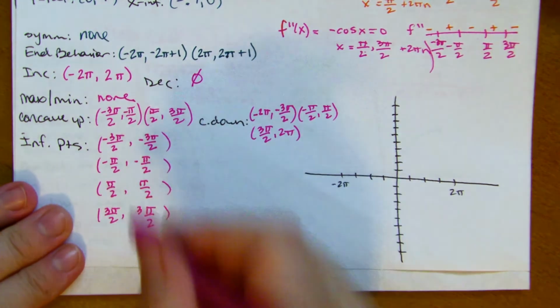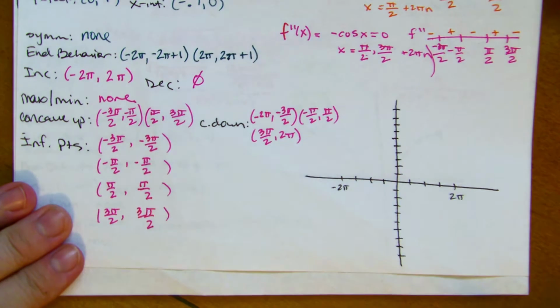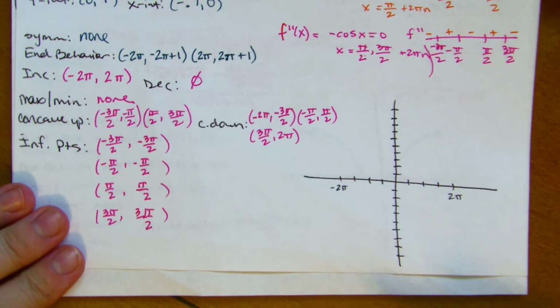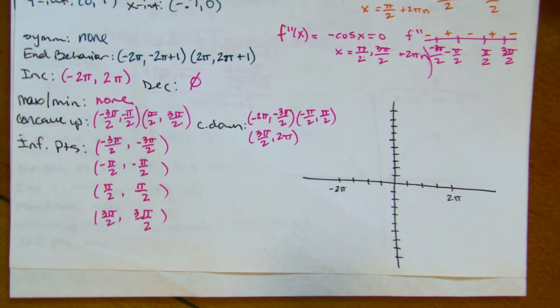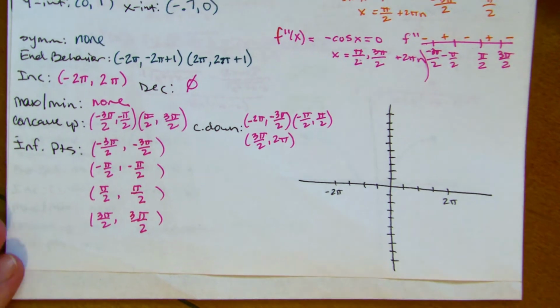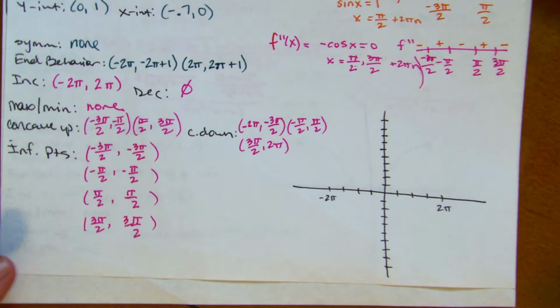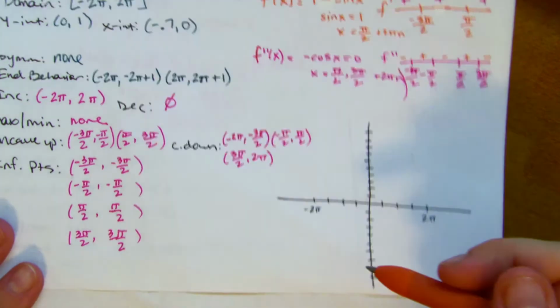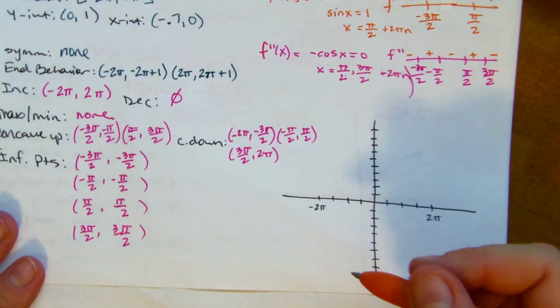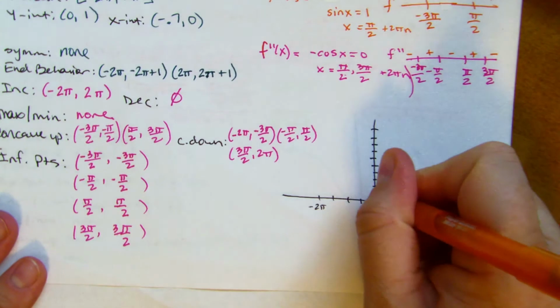And it might be helpful for you to get some decimal approximations for those, just so plotting those points is a little bit easier. But we are ready to go ahead and graph now because we've found all the information that we need. So I'm going to go ahead and plot the points that I know. I know that I have a y-intercept of (0, 1).